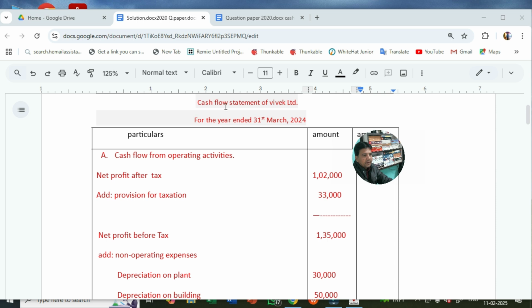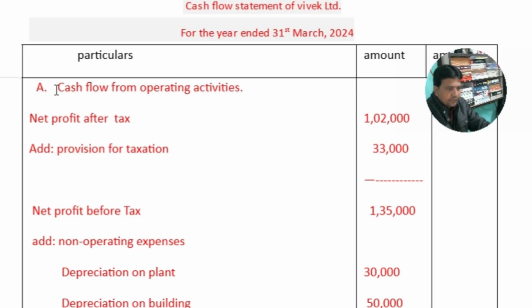Now the solution: cash flow statement of Vivek Limited for the year ended 31st March 2024. The first heading, cash flow from operating activities. Net profit after tax: the profit and loss account balance in 2023 is 50,000 and in 2024 is 1,52,000. The amount of profit has increased by the difference of these two values, 1,52,000 minus 50,000, that is 1,02,000.